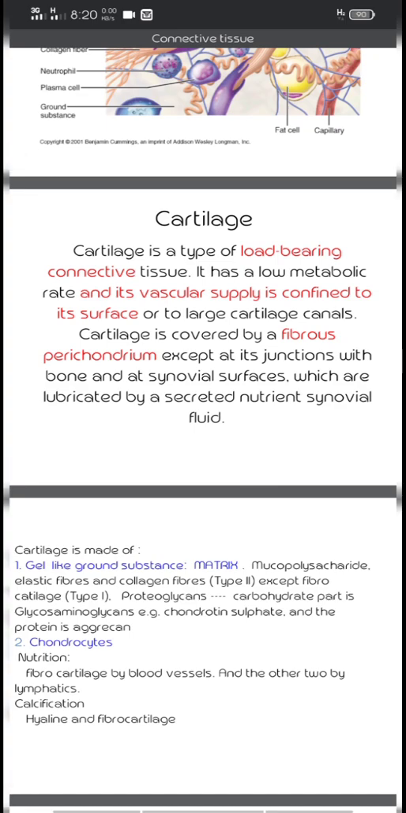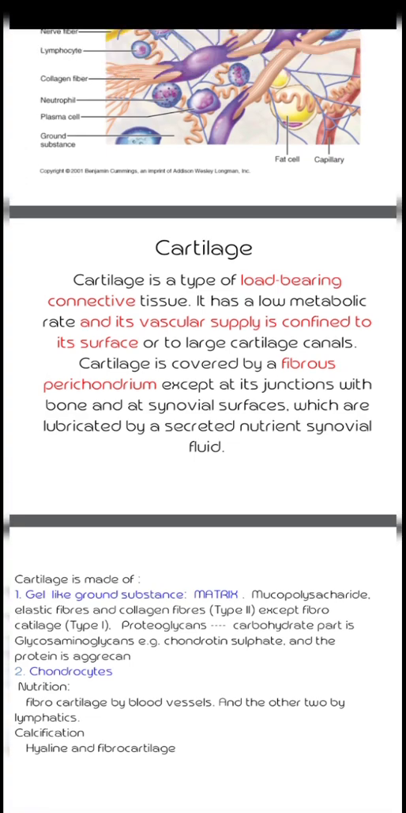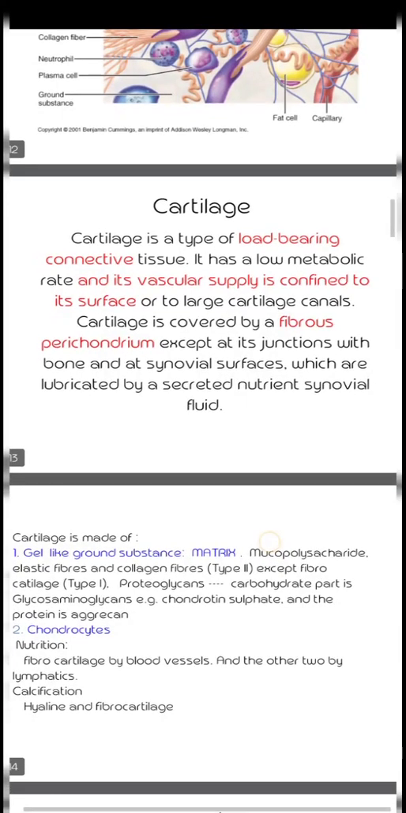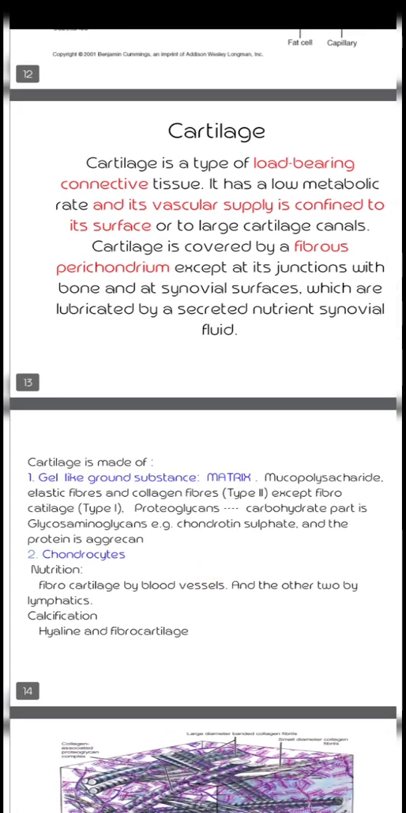Cartilage is covered by a fibrous perichondrium. Remember, chondro is for cartilage, peri is around the cartilage. So perichondrium is a membrane that is present around the cartilage. It is present everywhere around the cartilage except at its junction with the bone and except at a synovial surface. At the synovial surface, the cartilage is lubricated by a nutrient that is known as synovial fluid.